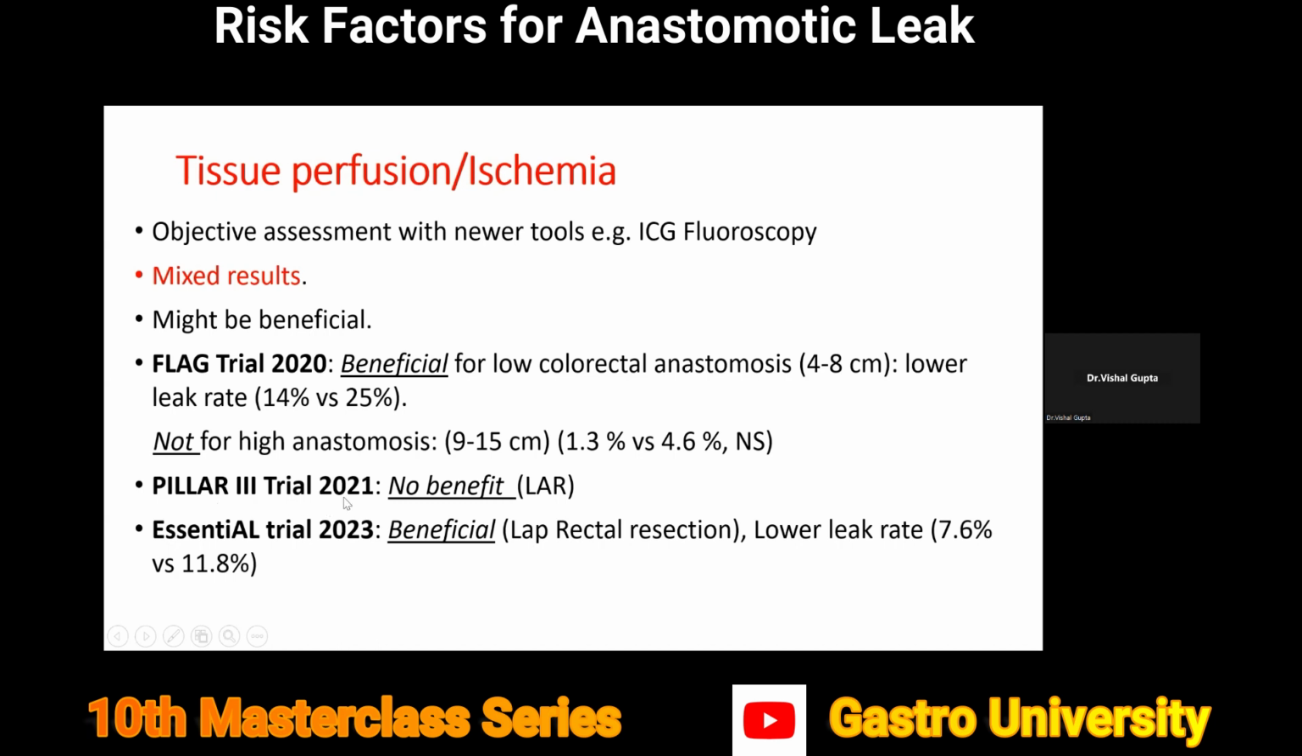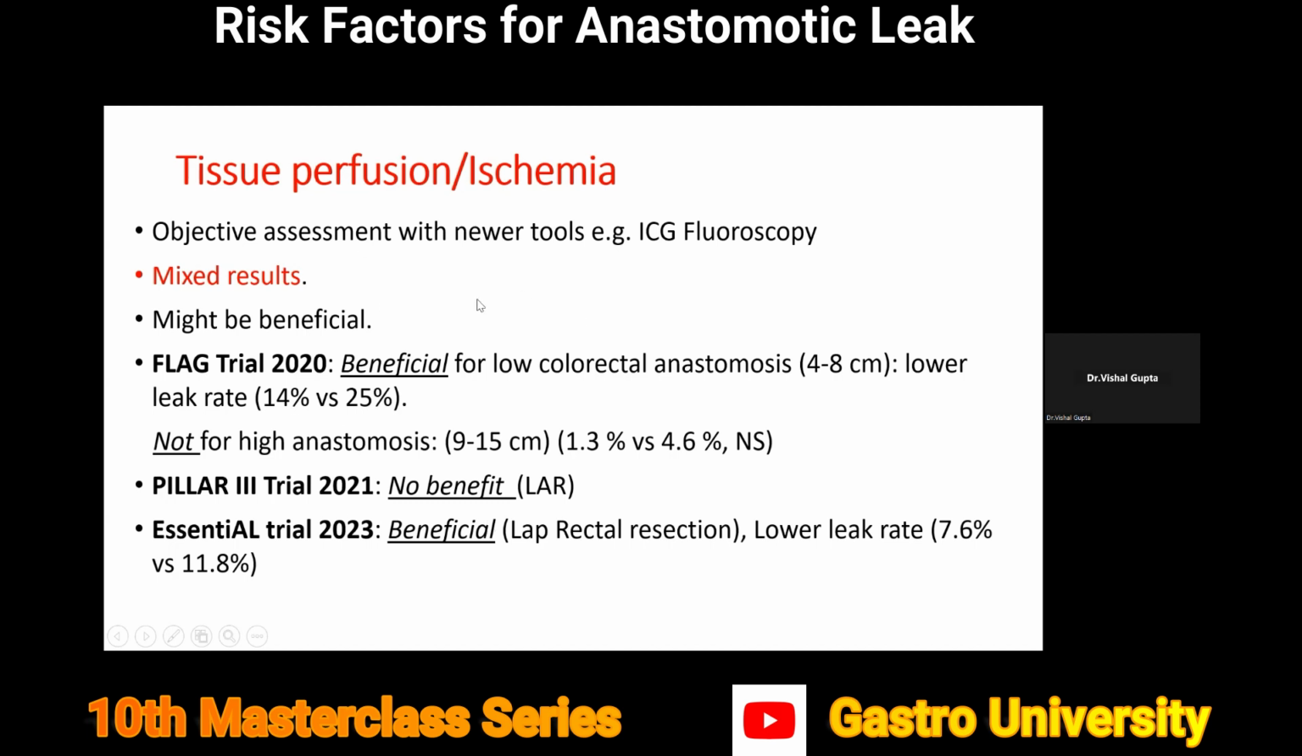Another trial, the Billard 3 trial in 2021, showed no benefit in the low anterior resection. And this latest trial in 2023 shows that it may be beneficial in the left rectal resection because of the lower leak rate. But you have to understand that even with the ICG use, we still have some leak rate. Like in this FLAG 2020 trial, it was beneficial for the low colorectal anastomosis, but at the same time, the leak rate was 14%. It was not nil. It decreased from 25 to 14%, but still 14% is a significant number despite using the ICG. And the same with the 2023 trial, the leak rate was 7.6% despite using the ICG.